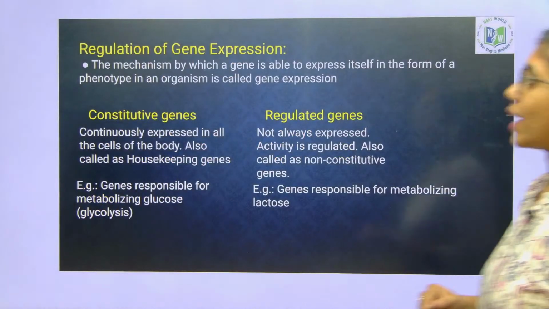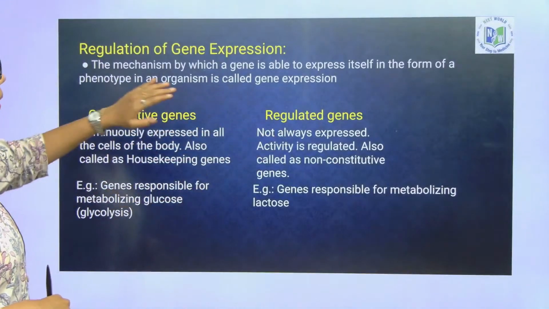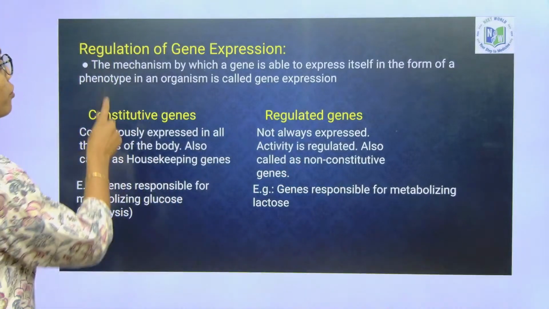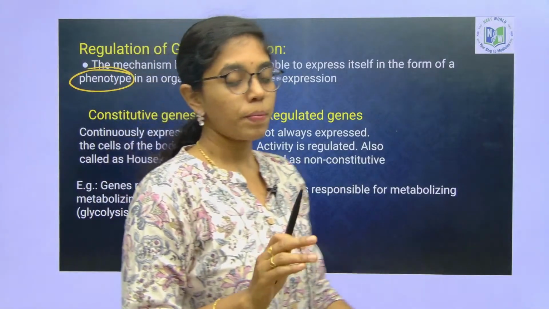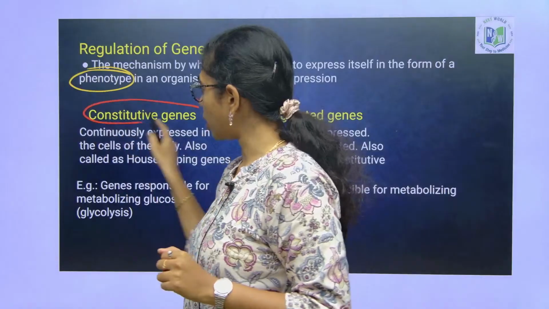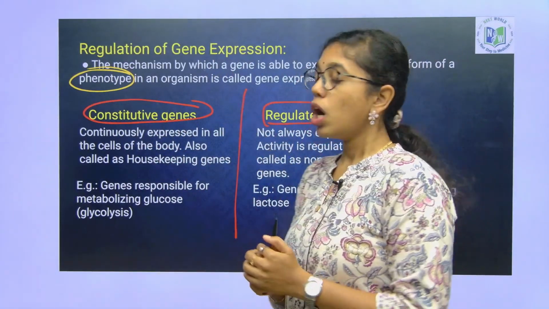First, regulation of gene expression. Look into the theory also once. The mechanism by which a gene is able to express itself in the form of a phenotype in an organism is addressed as what? Gene expression. Likewise, we have 2 genes. One set of genes are constitutive genes and the other set of genes are regulated genes.